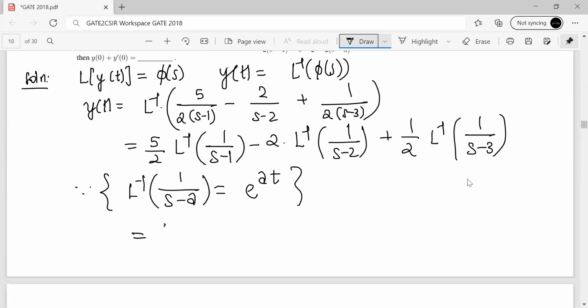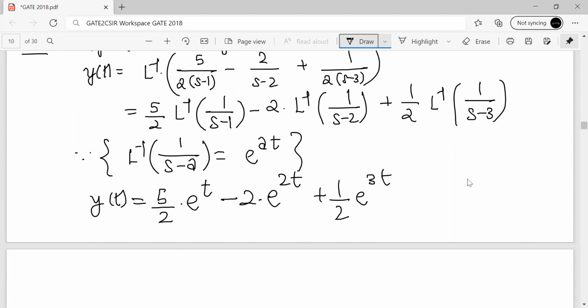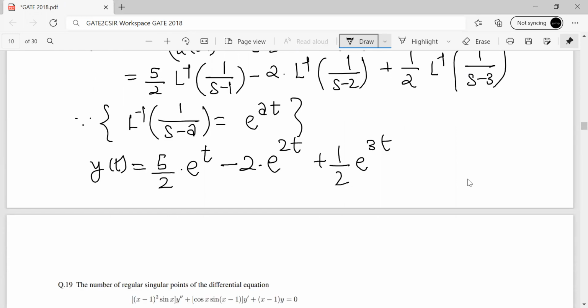Now let us consider. So you get 5 by 2 e power t, minus 2 times e power 2t, and plus half e power 3t. So this is my y of t. And now let's differentiate it and find out y dash. That will give me 5 by 2 e power t, minus 4 times e power 2t, and plus 3 by 2 times e power 3t.